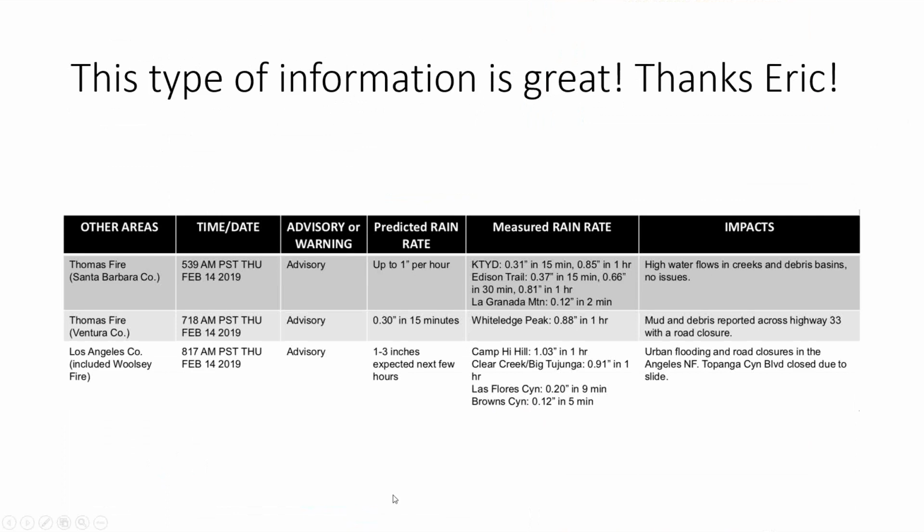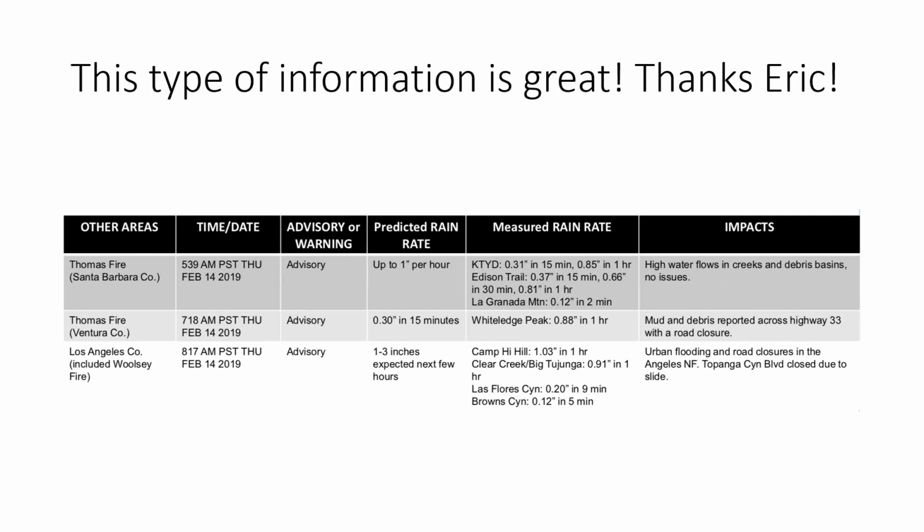They also note the impacts here, so high water flows in creeks and debris basins, no issues, so that's really helpful. And you'll see in the second one, mud and debris flow reported across Highway 33 for the road closure. That's pretty helpful. That gives the general location, Highway 33, and that kind of leads to, I guess, a request for folks as you have observations.